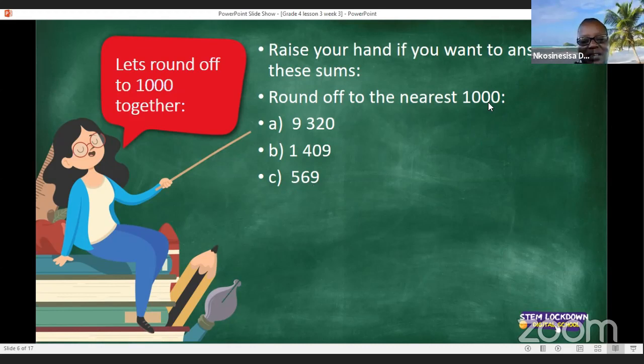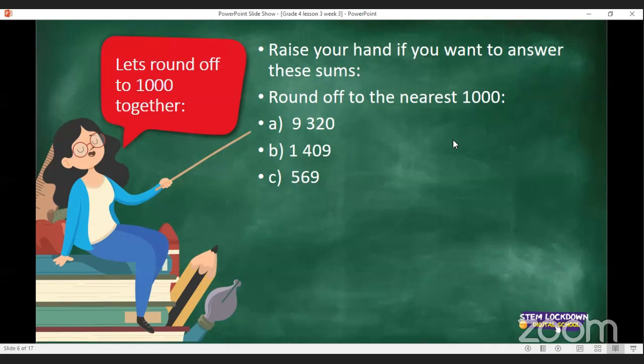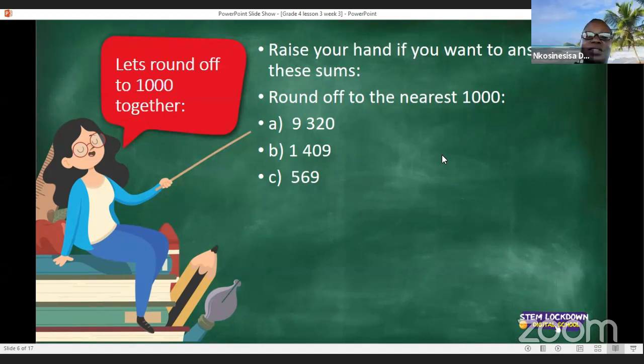Well done. So can you see that even if the number doesn't have thousands, we can still round it off to the nearest 1000? Can you see it's possible? Yes, ma'am. And this can only happen if you are applying the rules of rounding. I am so proud of you. Well done. Okay, I see people are still raising their hands. There's still more sums that we're going to do, so you get the chance to answer.